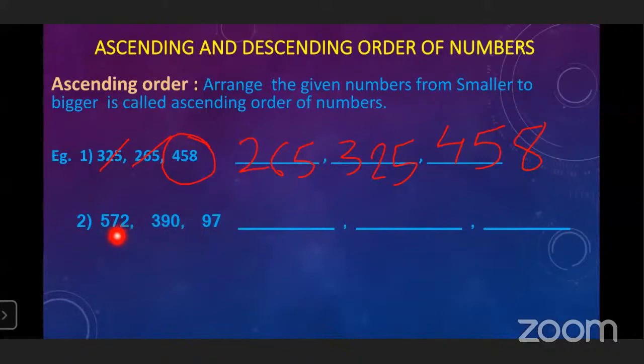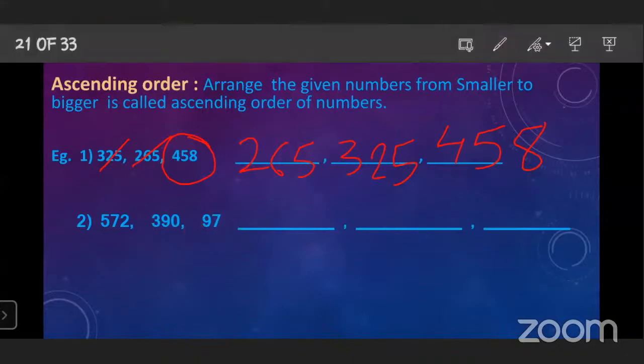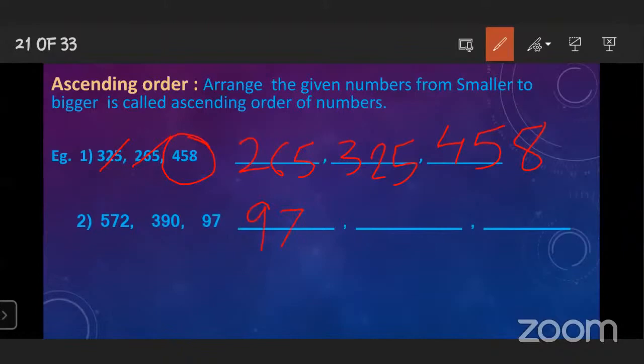So while finding the smaller number, I told you the technique. First of all, you have to see the digits. How many digits are here in the first number? 3 digits. And the second number also 3 digits. Means which number has fewer digits, that number is smaller. 97. Yes, very good. Means from these three numbers, 97 is the smallest. That's why I wrote 97 here as the first number. You can cut it, okay, for your better understanding.